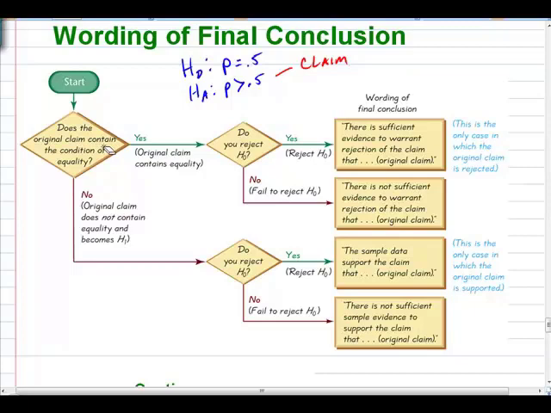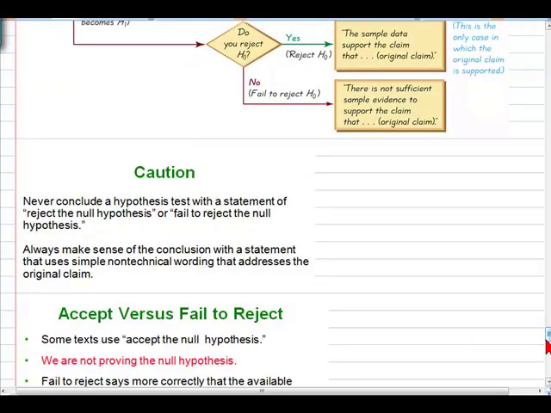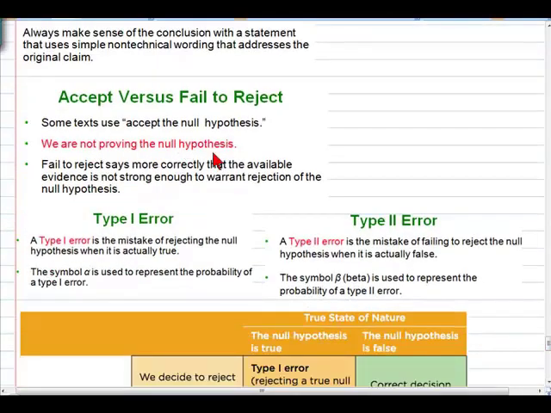So does the original claim contain the condition of equality? In our problem, no, it didn't. Do we reject the null hypothesis? No, we failed to reject the null hypothesis. So we word our conclusion: there is not sufficient sample evidence to support the claim that the XOR method is effective. Caution: never conclude a hypothesis simply with the statement reject the null hypothesis or fail to reject the null hypothesis. I've already gone over this. We never accept the null hypothesis. Never, ever.